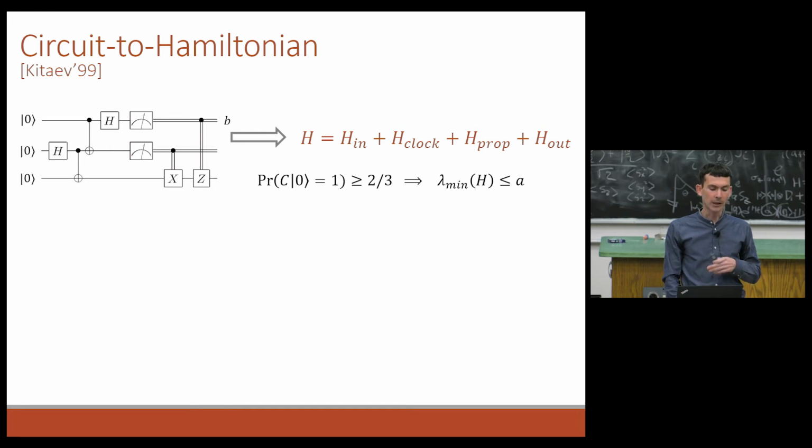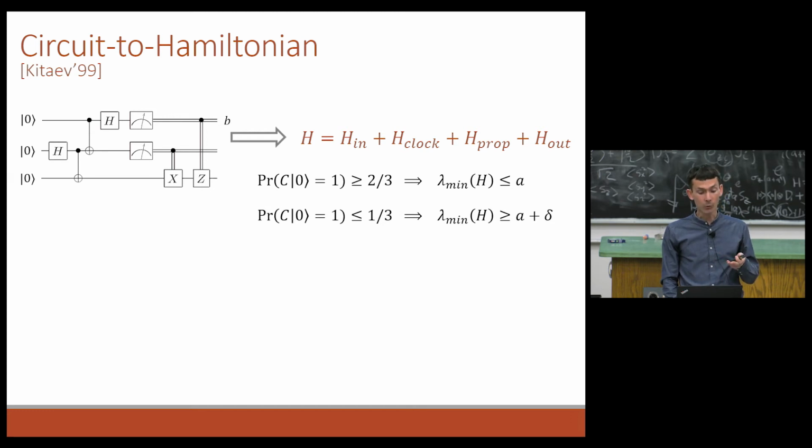The properties are that if this circuit was such that when I run it on the 0 input, it returns 1 at the output with high probability, let's say bigger than 2/3, then this Hamiltonian has a small eigenvalue, or it has a small ground state energy. And if the circuit did not return 1 with high probability, so with only 1/3, then this Hamiltonian is going to have a smallest energy that's a little bit above this A. This A is just a certain value that can be computed. You can determine what it is and also the delta there. So you can compute from the circuit both the Hamiltonian and the A and the delta.